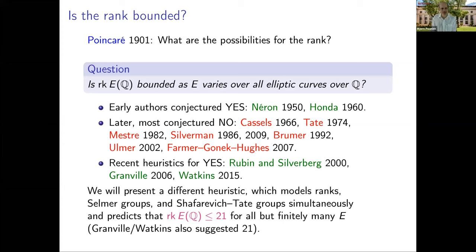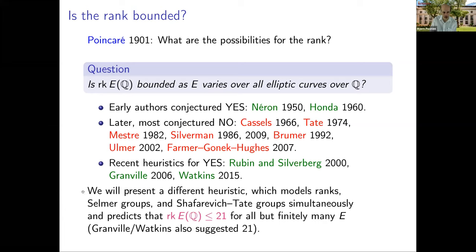But Granville had a different heuristic, based on counting integral solutions to polynomial equations. He originally did it for a family of quadratic twists too. Then Watkins adapted Granville's argument to the family of all elliptic curves, and they got an upper bound of 21.